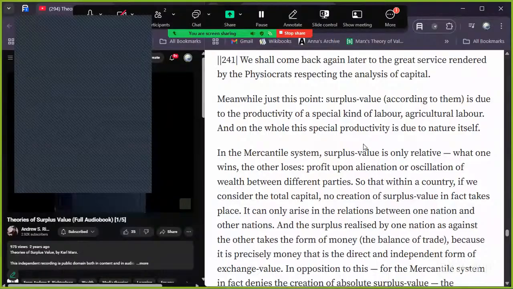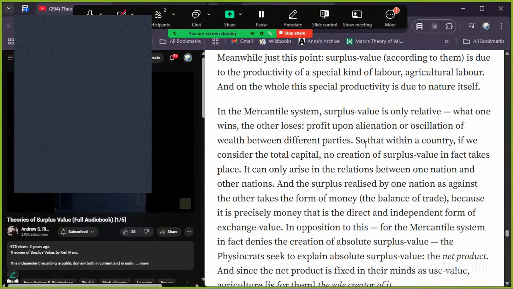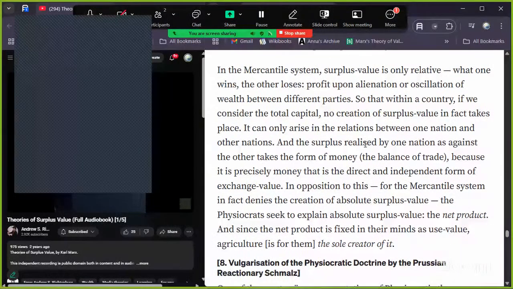Meanwhile, just this point. Surplus value, according to them, is due to the productivity of a special kind of labor, agricultural labor, and on the whole, this special productivity is due to nature itself. In the mercantile system, surplus value is only relative. What one wins, the other loses: profit upon alienation, or oscillation of the wealth between different parties, so that within a country, if we consider the total capital, no creation of surplus value in fact takes place. It can only arise in the relations between one nation and other nations, and the surplus realized by one nation as against the other takes the form of money, the balance of trade, because it is precisely money that is the direct and independent form of exchange value.